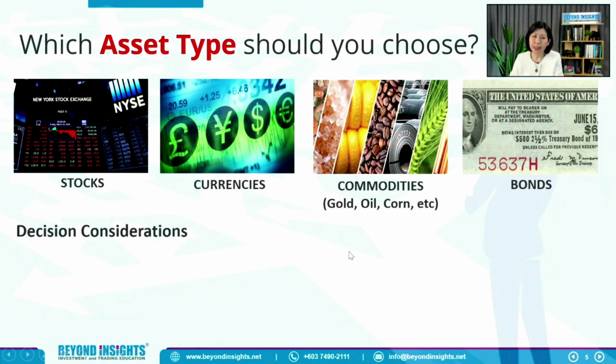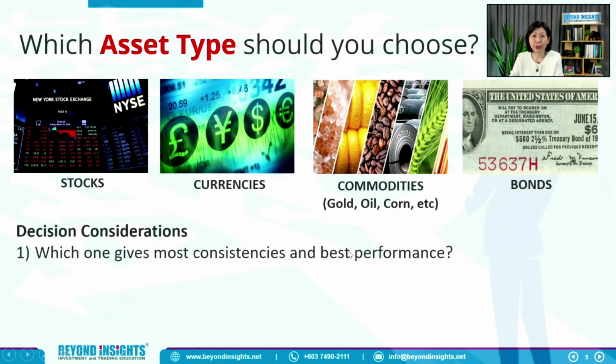So how do you choose? These are the decision considerations. The most important part is you need to understand what you are looking for when you trade the financial market. We are not here to have a gambling mentality where you win big and then lose big as well. The most important thing is for you to be able to achieve consistency and manageable risk. And of course, everyone wants to get the best performance.